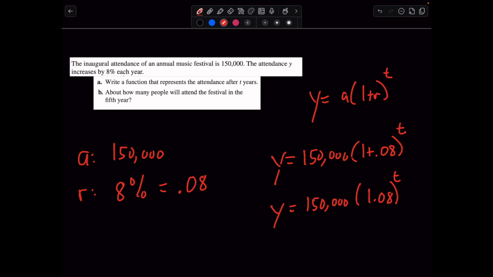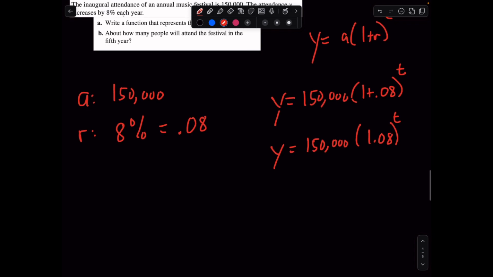Now, we have to figure out how many we should be attending in the 5th year. And this is a little trickier because your brain wants to plug in 5 for t because 5 is the 5th year, right? In this case, it's not. Your very first year is t equals 0 because that's your starting point. So then you have your next year, t is 1, next year, t is 2, t is 3, t is 4. So year 5 is actually the value of 4 for t. I know it's a weird concept, but t equals 0 is your first year.